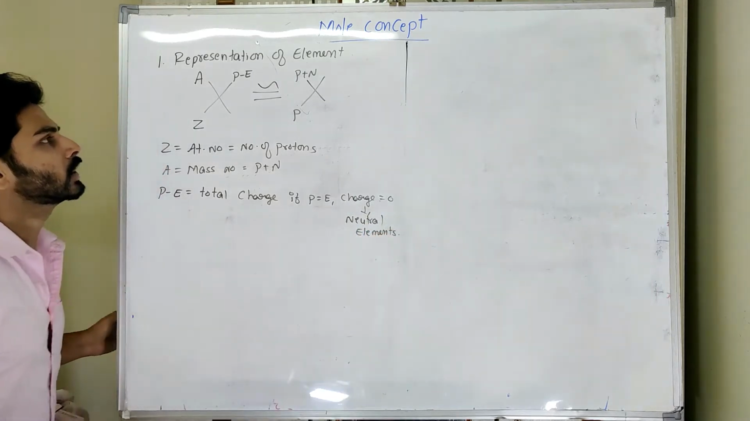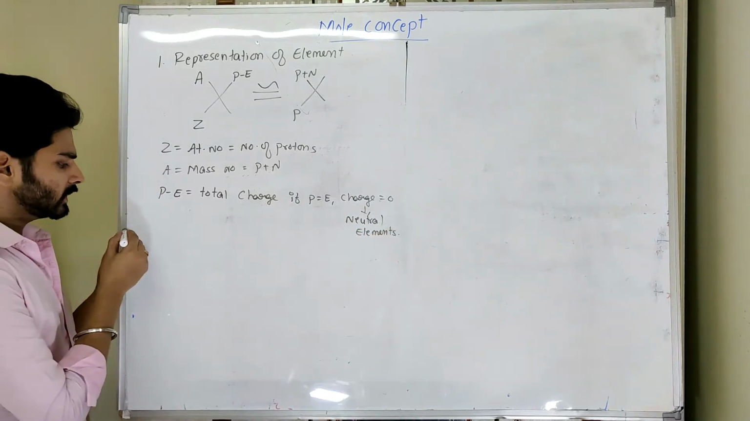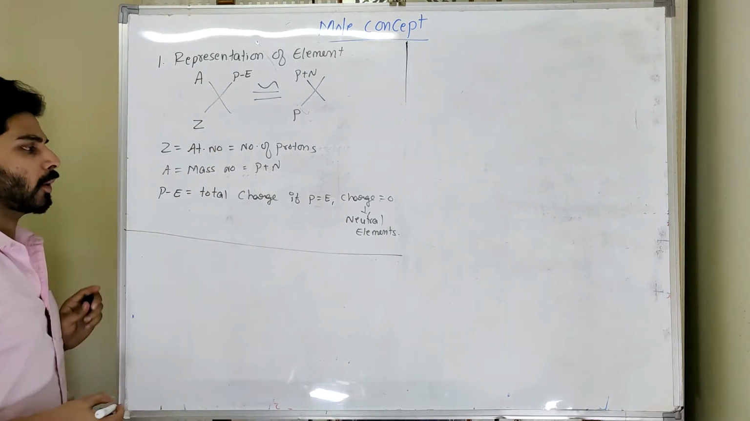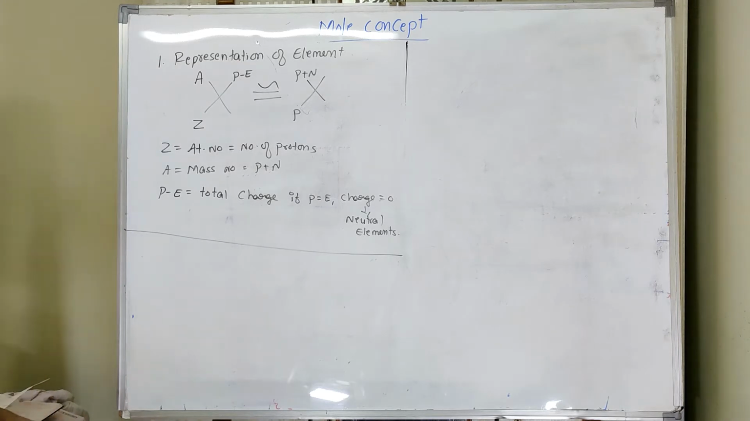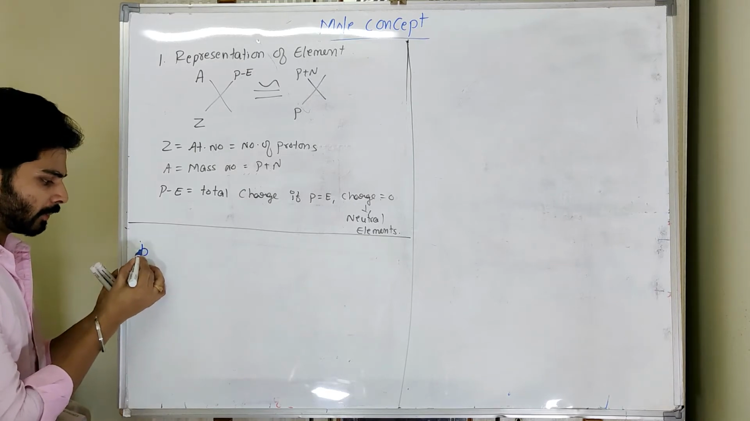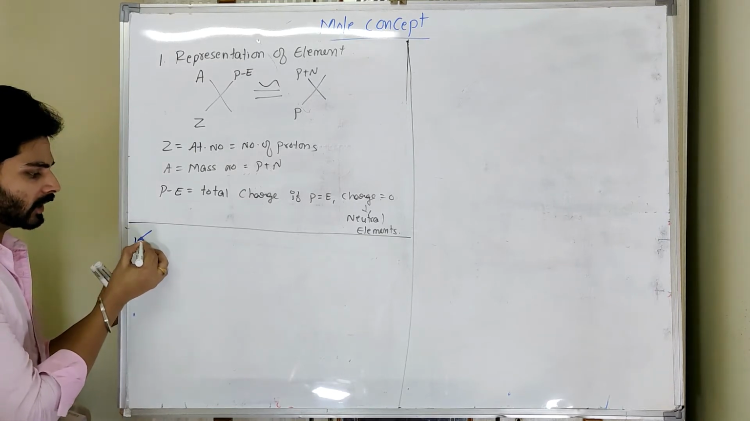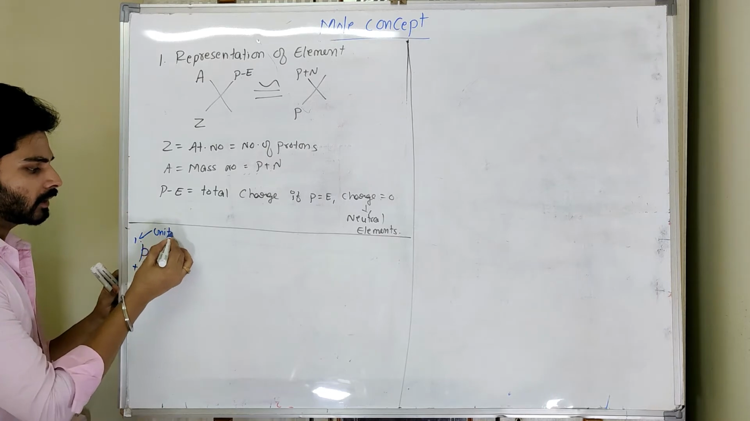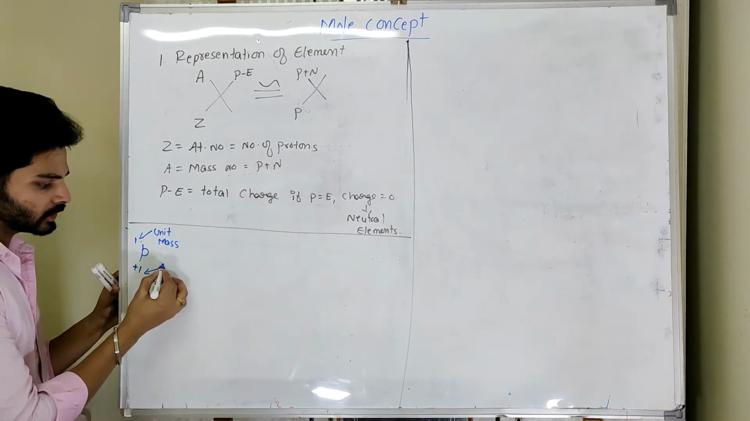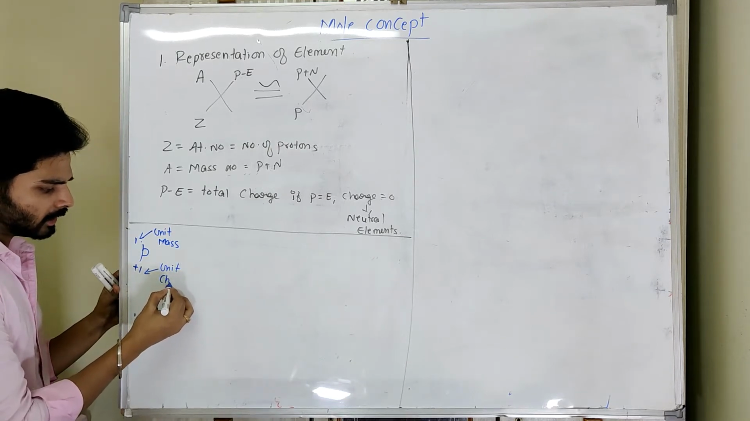Neutral elements. Apart from this representation, one more thing that we have to know is the fundamental properties, the parameters of protons, electrons and neutrons. Protons can be represented like this, where the upper one indicates the unit mass and the lower one indicates unit charge. What does that mean?